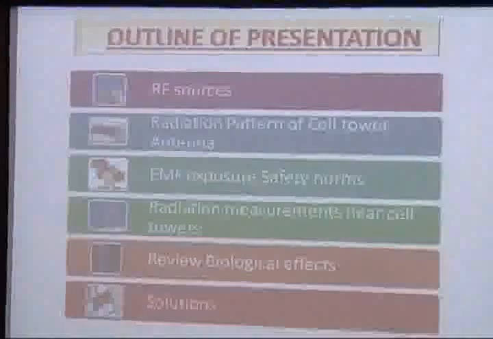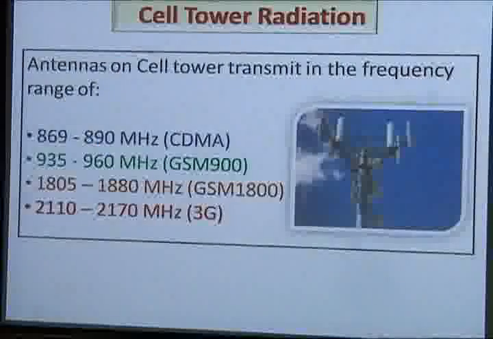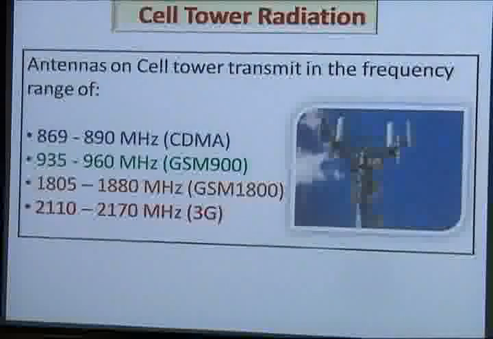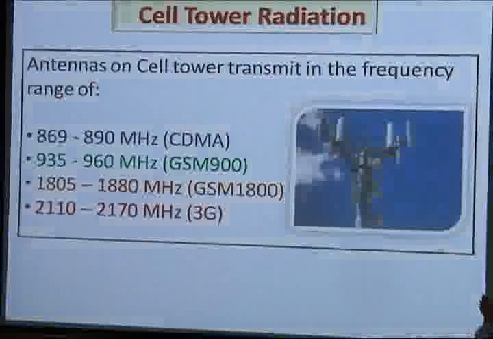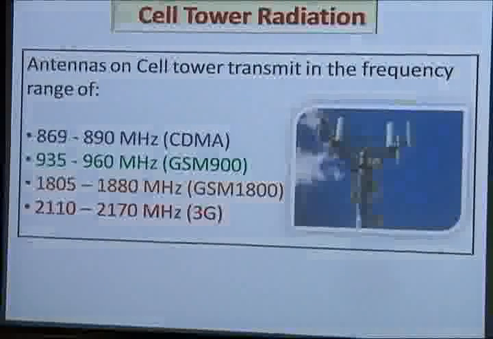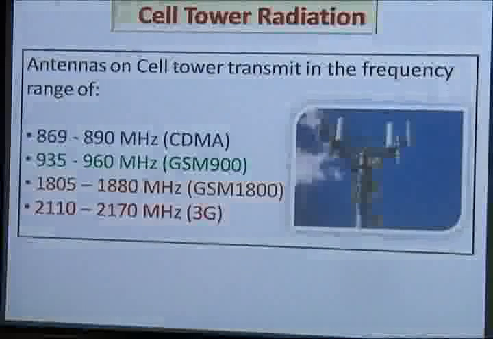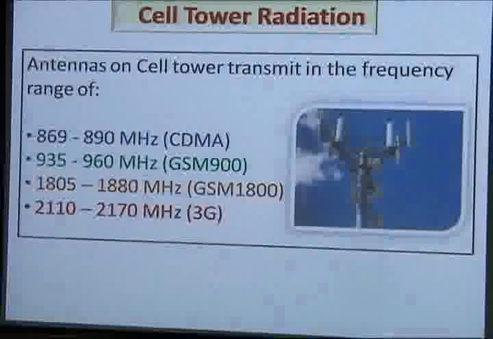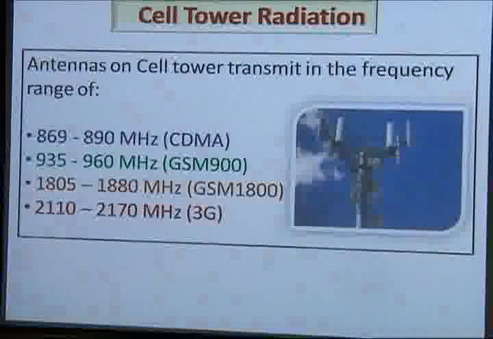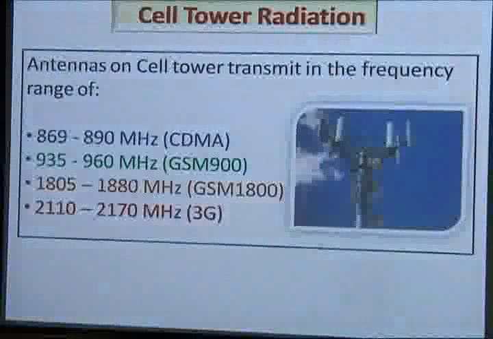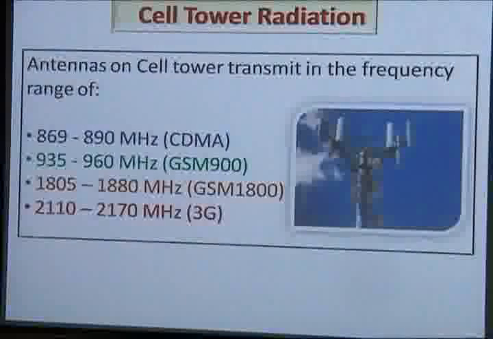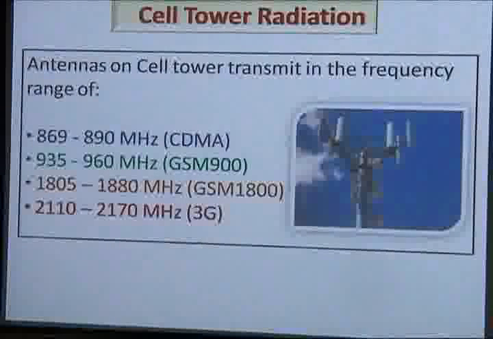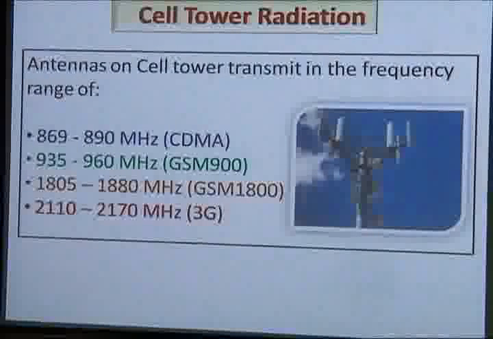So we will now move on to the next presentation, which is on cell towers. Let's see that. Wanted to know the frequency. So what is the cell tower transmit frequency? Cell towers transmit for CDMA 869 to 890 megahertz. Then for GSM 900, 935 to 960. For 1800, 1805 to 1880. 3G has just come, 2110 to 2170 megahertz.